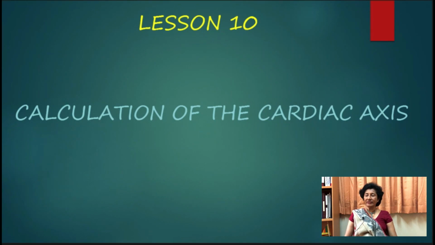Lesson 10. Calculation of the cardiac axis. In clinical practice, calculation of the cardiac axis should be simple as well as very quick. As you know, abnormal cardiac axis can occur in the presence of structural heart diseases. Not only that, in certain cardiac emergencies, as an example, in ventricular tachyarrhythmias, cardiac axis can be abnormal.